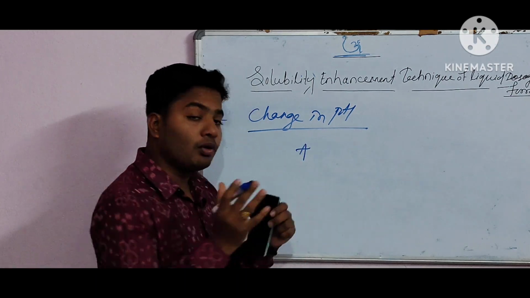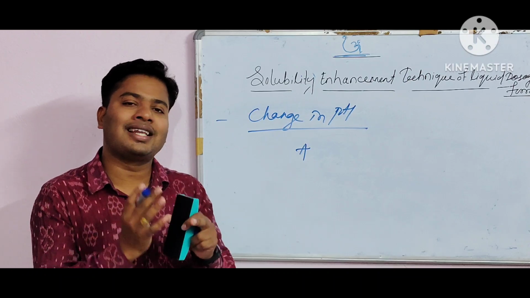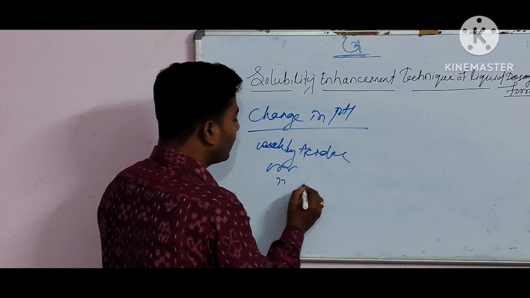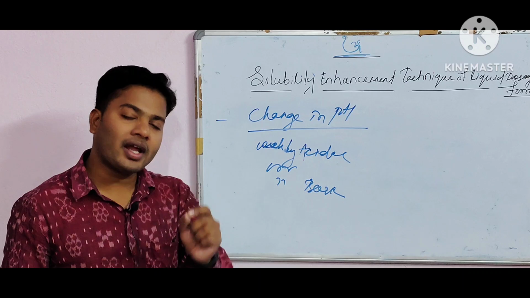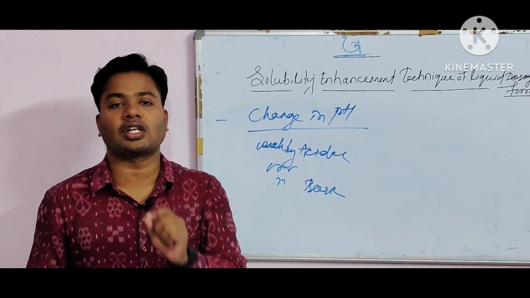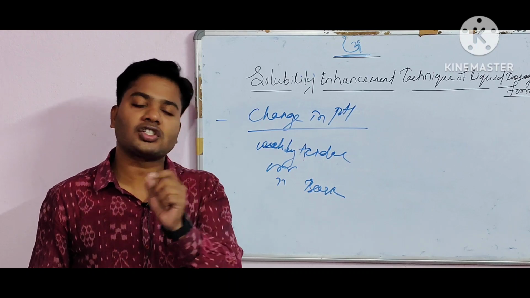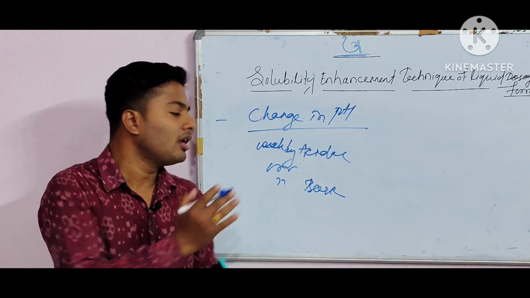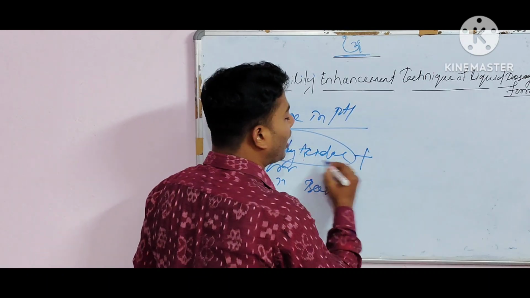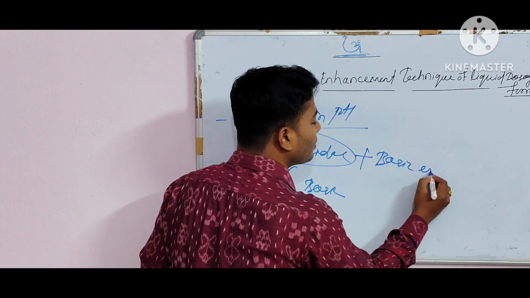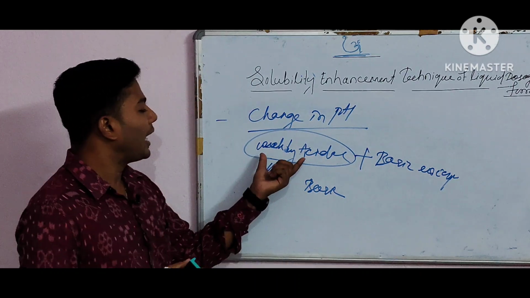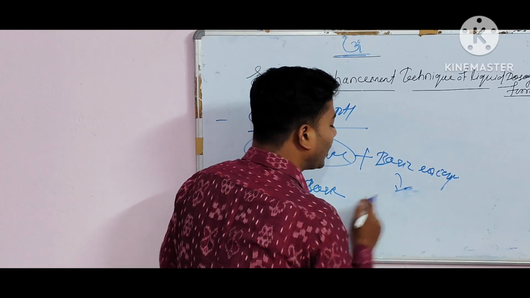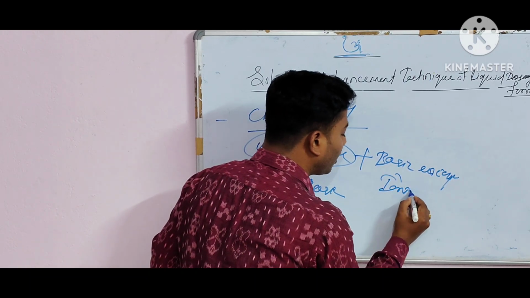Suppose all of you know that all drugs are weakly acidic or weakly basic drugs. When you have to convert the drug into its ionized form, it is highly soluble in water. So how to convert it into the ionized form? If the drug is weakly acidic, you have to use some basic excipients. If the drug is weakly acidic, then you add some basic excipient and definitely convert it into the ionized form.